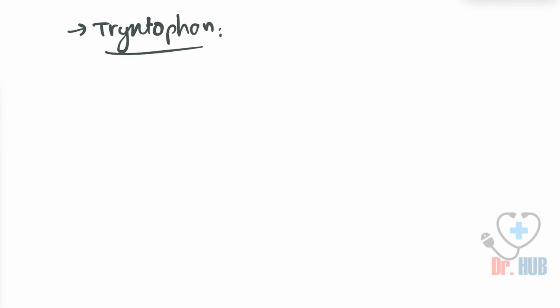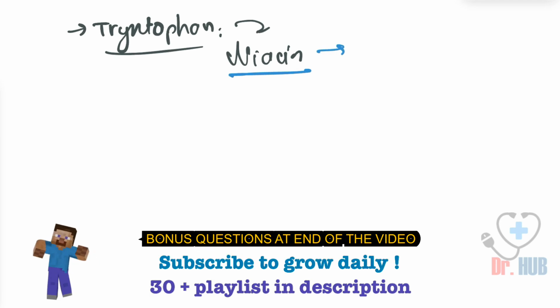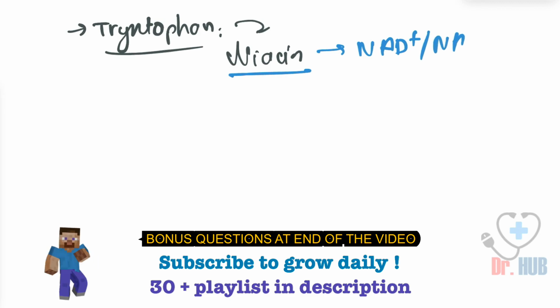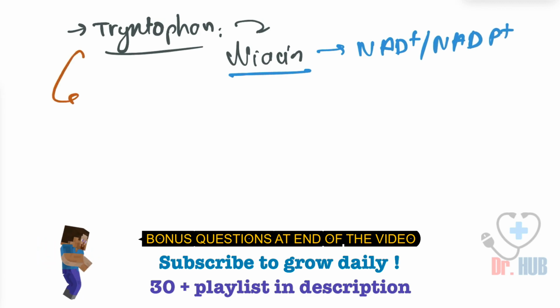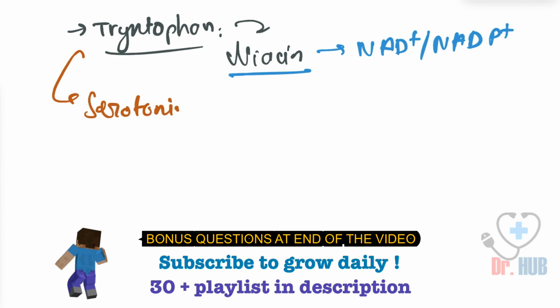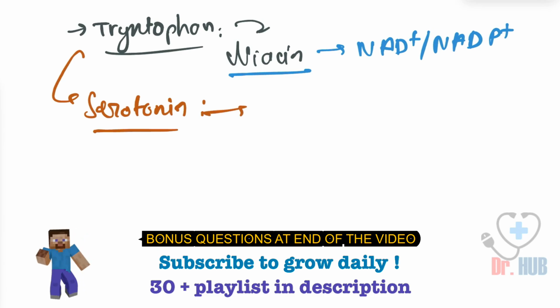So what is the tryptophan? It can lead to the niacin. So this niacin can also contribute to the NAD plus as well as the NADP plus. Then the tryptophan also leads to the serotonin. So this serotonin can lead to the melatonin.